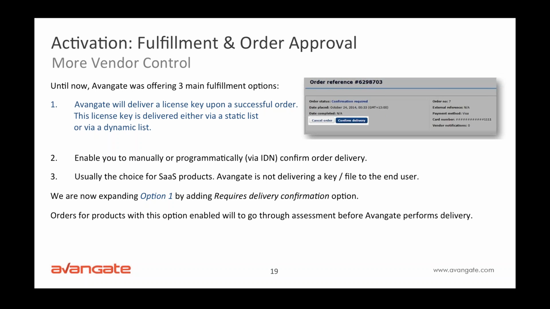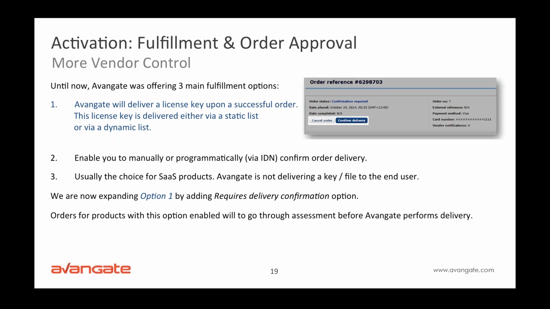The other one was that you would actually handle the delivery, the fulfillment process, and you would programmatically confirm order delivery to Avangate. Either you could do this using instant delivery notifications, or you could actually do this manually as well. And the third option that was usually and is usually used by companies selling subscriptions is that Avangate, we're taking actual delivery out of the equation, because what you're actually offering your customers, what you're actually selling is access to a particular service.